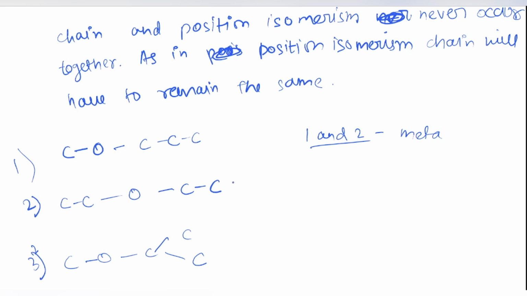And in 2 and 3 you can see meta-isomerism. And in 1 and 3 the number of carbon atoms on either side of the functional group remains the same. It's 3 and 1, right? The only difference is the position of the functional group is changing. Here the position of the functional group is at the second carbon, whereas in this it's different, so it shows us position isomerism.